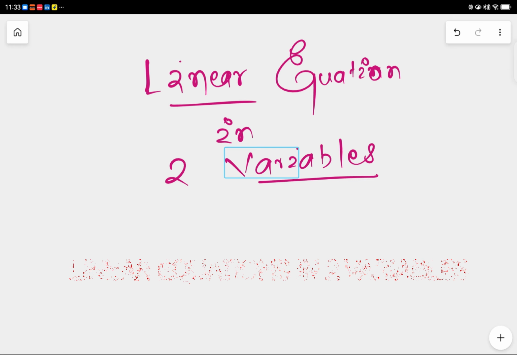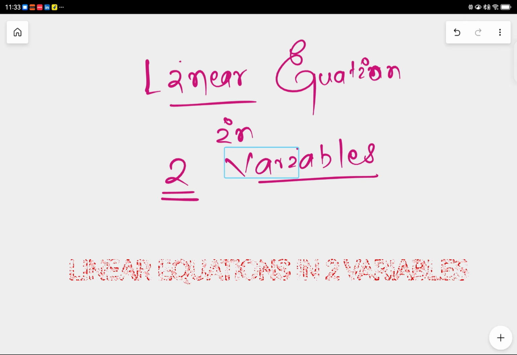So today in this video, we are about to learn linear equations in two variables. In my previous video on linear expression versus linear equation, we have already seen how to solve an expression and an equation, and how to get the numbers. In this video, we will analyze how linear equations in two variables are solved.